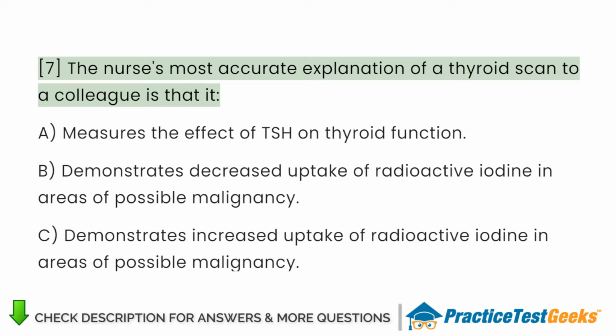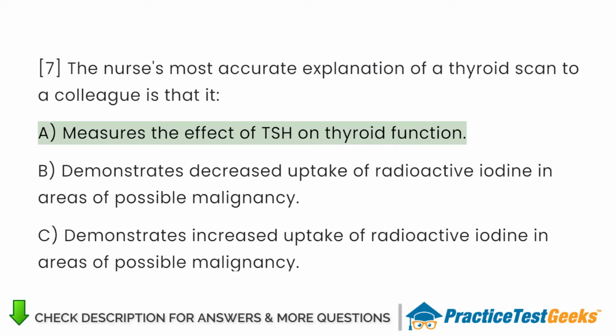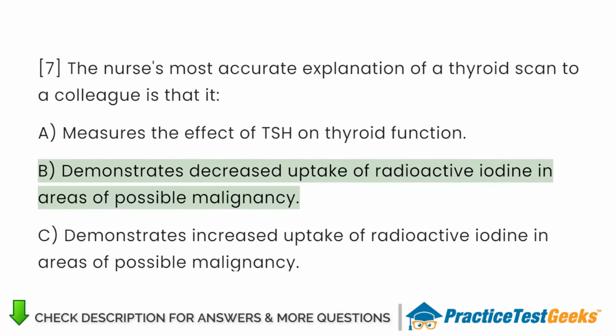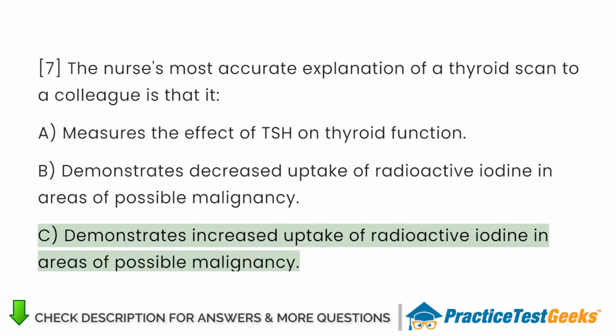The nurse's most accurate explanation of a thyroid scan to a colleague is that it A. Measures the effect of TSH on thyroid function. B. Demonstrates decreased uptake of radioactive iodine in areas of possible malignancy. C. Demonstrates increased uptake of radioactive iodine in areas of possible malignancy.